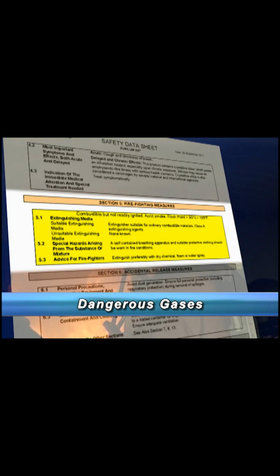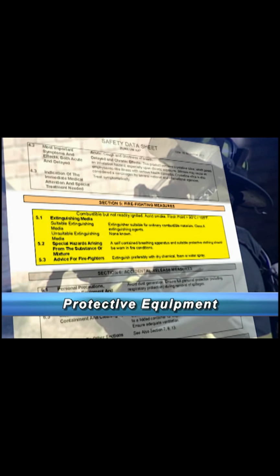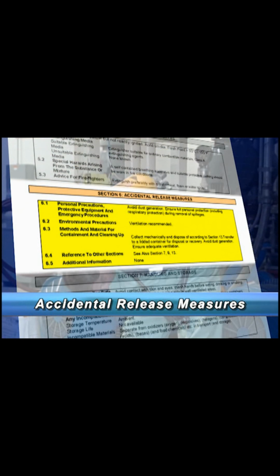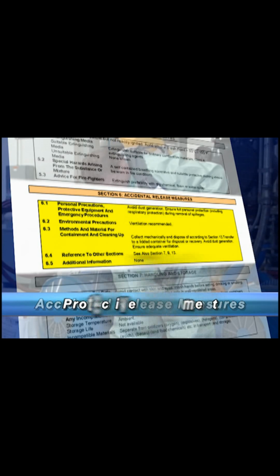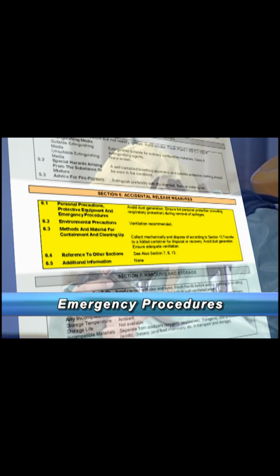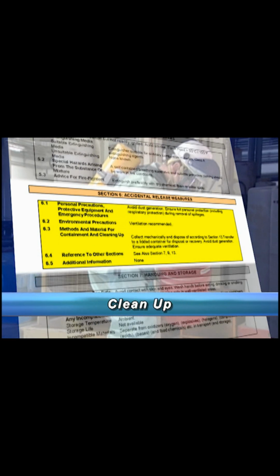Also listed, hazards specific to that chemical igniting, such as the release of dangerous gases, and the protective equipment and precautions that firefighters should use. Section 6 details what steps should be taken if an accidental release occurs, any special protective equipment that needs to be donned, the emergency procedures that should be followed, and the methods and materials for containment and cleanup.